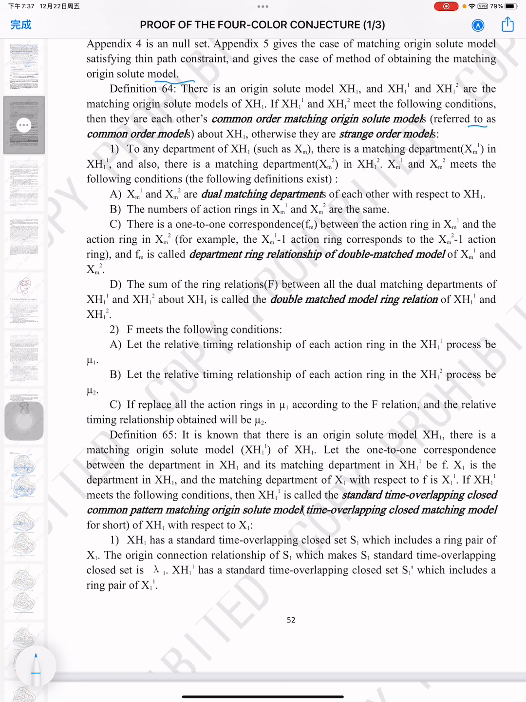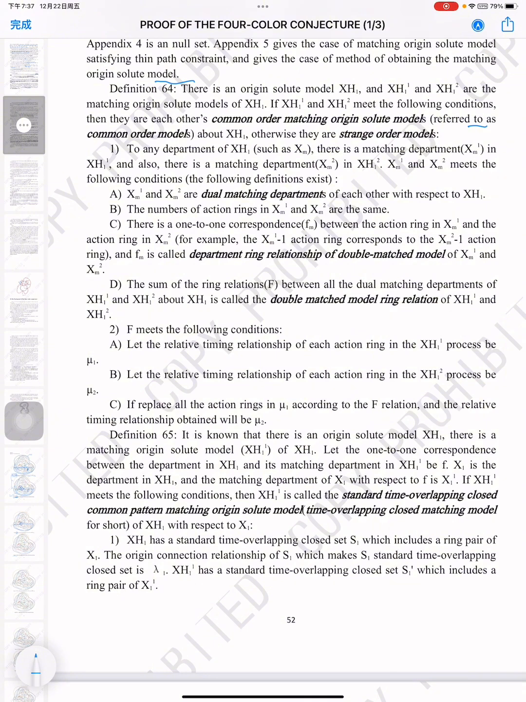2. Capital F meets the following conditions. A. Let the relative timing relationship of each action ring in the XH11 process be nu1. B. Let the relative timing relationship of each action ring in the XH12 process be nu2. C. If replace all the action rings in nu1 according to the capital F relation, the relative timing relationship obtained will be nu2.